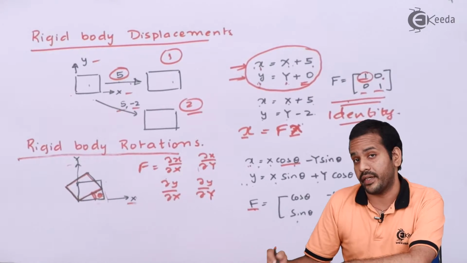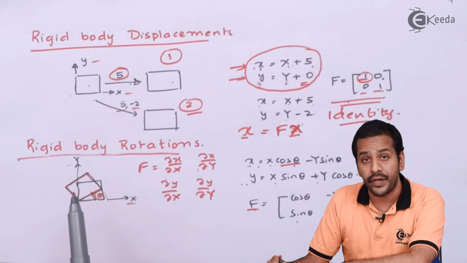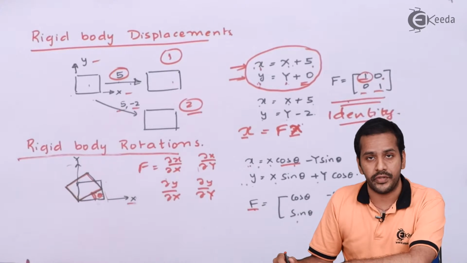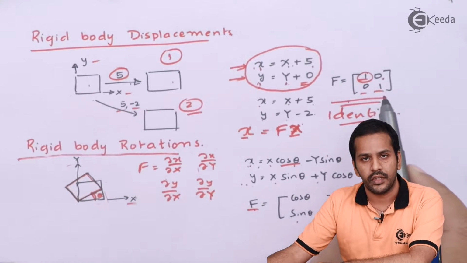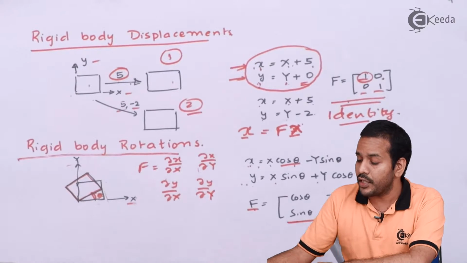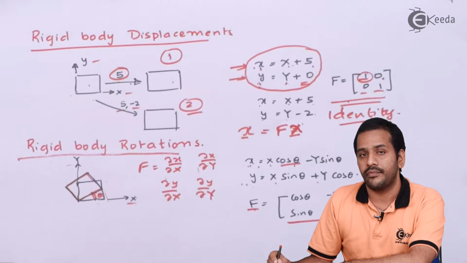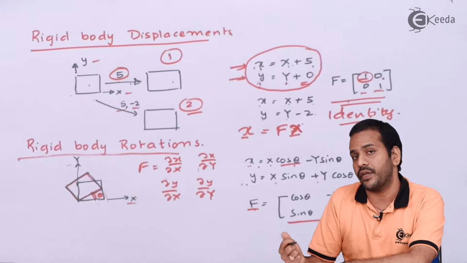So this will affect our strain calculation. That is why these rigid body rotations are very, very important compared to the translations. In the case of translation, we got an identity matrix for F, so it won't come into our calculation. But these rigid body rotations will surely hurt us. That is why we need to calculate how much rotation is happening. That is very, very important.